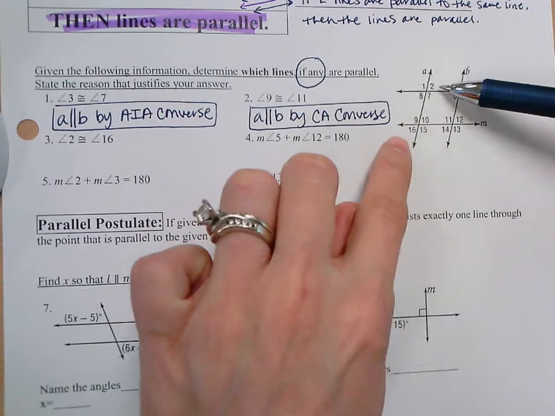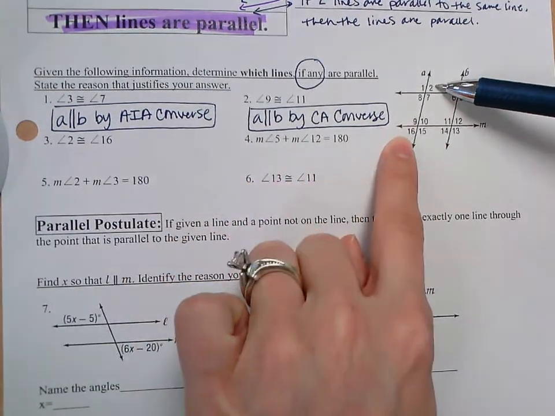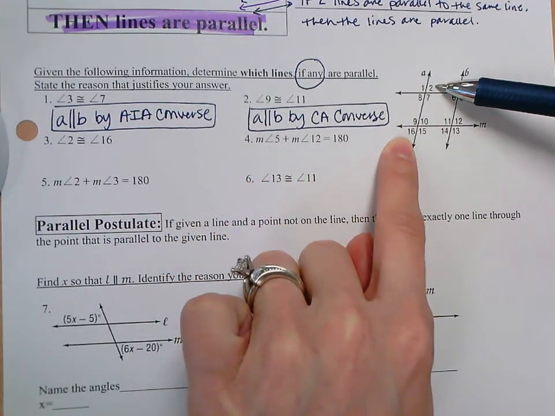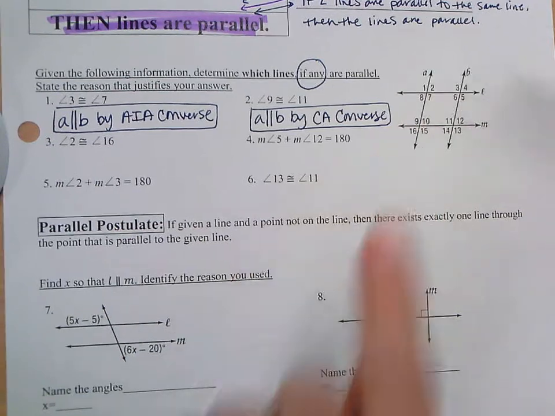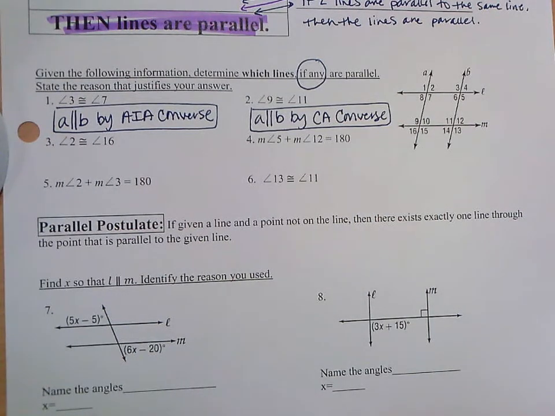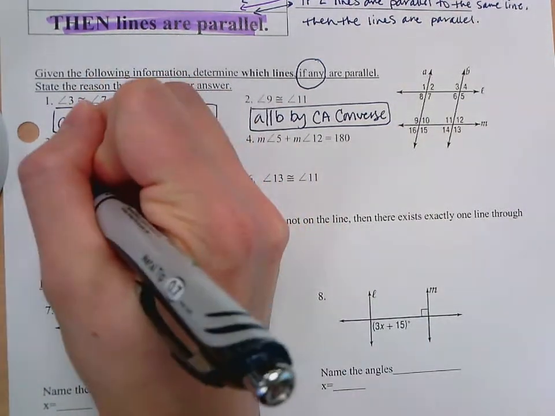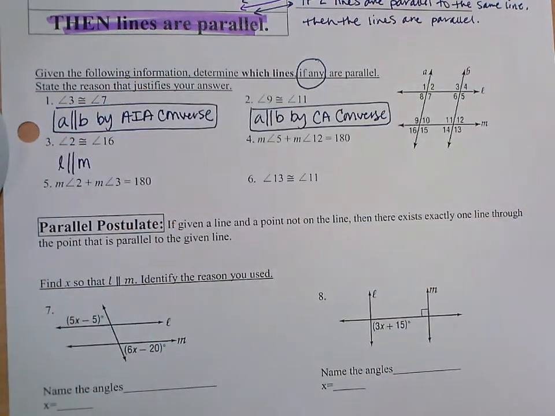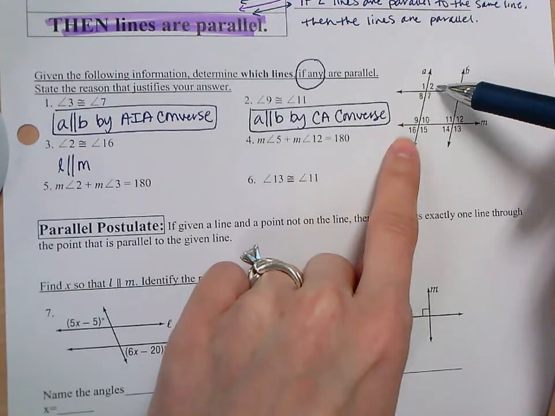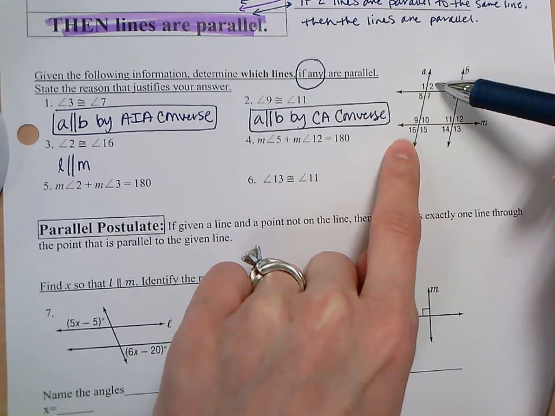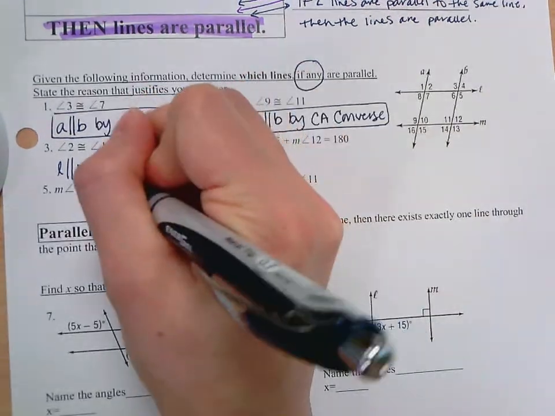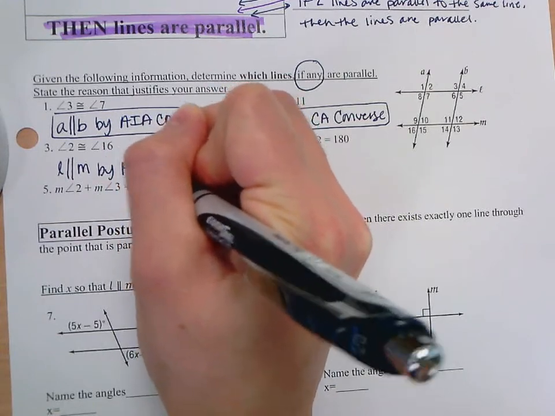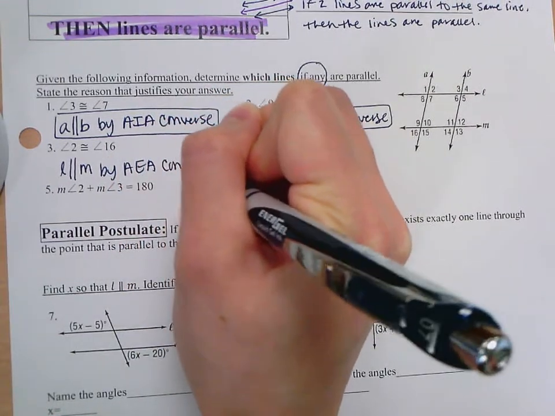So if angles 2 and 16 are congruent. Spencer? Yes, so it should be L is parallel to M, because for L and M, these are alternate exterior angles. So by alternate exterior angle converse.